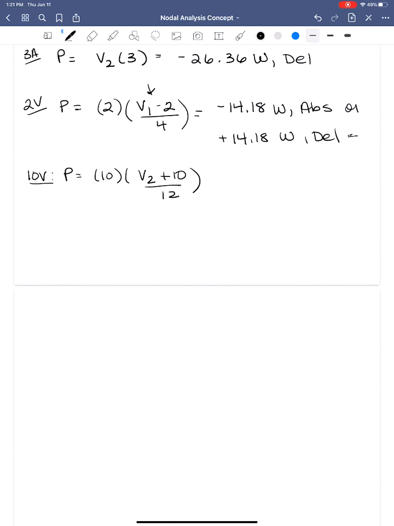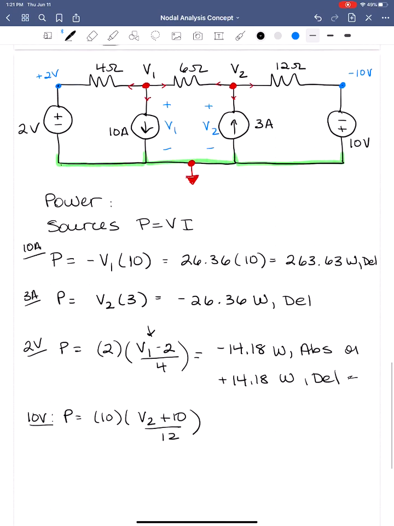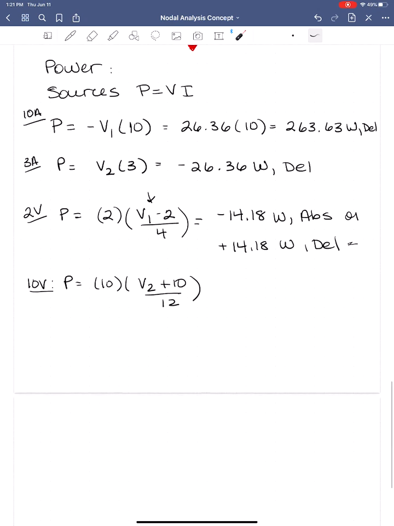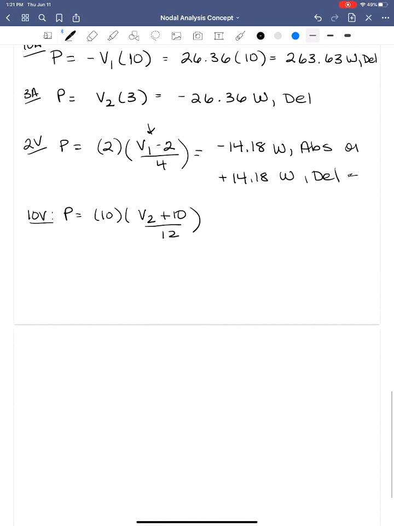Now, is this going to give us power delivered or power absorbed? Well, this current here, the current that's in our nodal equation, flows from minus to plus. So this is going to give us power delivered. So this is going to be 0.883 watts delivered.